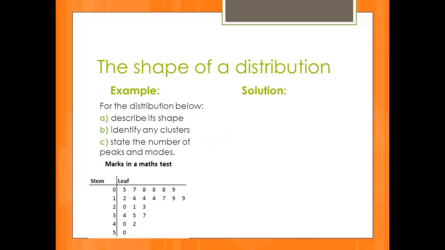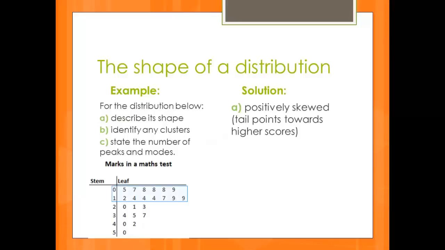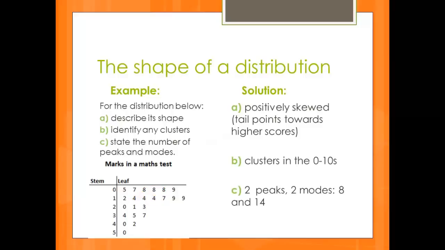To describe the shape of this statistical distribution, we could first draw a curve around the data. We can see here that there's a tail pointing in the positive direction, so that tells us that this data is positively skewed. We can see clusters here in the 0s to 10s, and it has 2 peaks and 2 modes, 8 and 14.